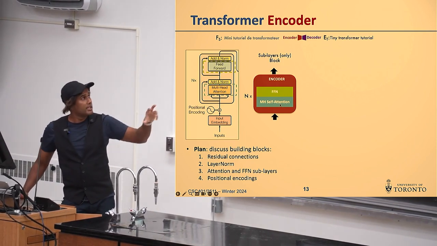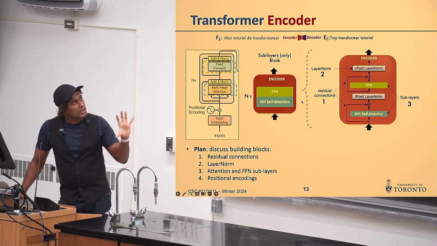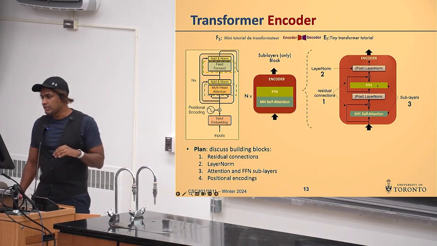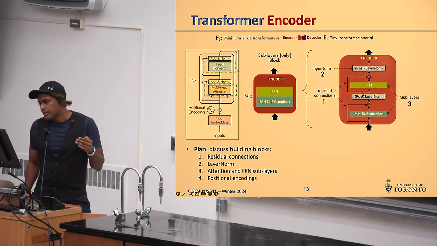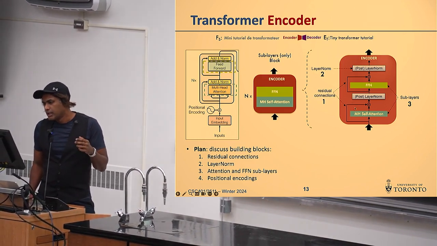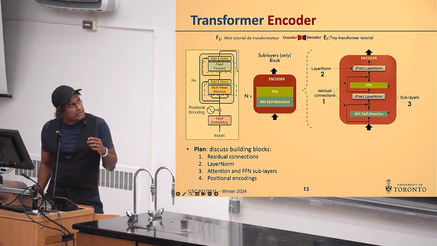But this doesn't have the many bells and whistles, so we have a little bit more. If you look closer, we see that this block, besides the sublayers, has some bells and whistles, which are the residual connections. And there's the layer norm.